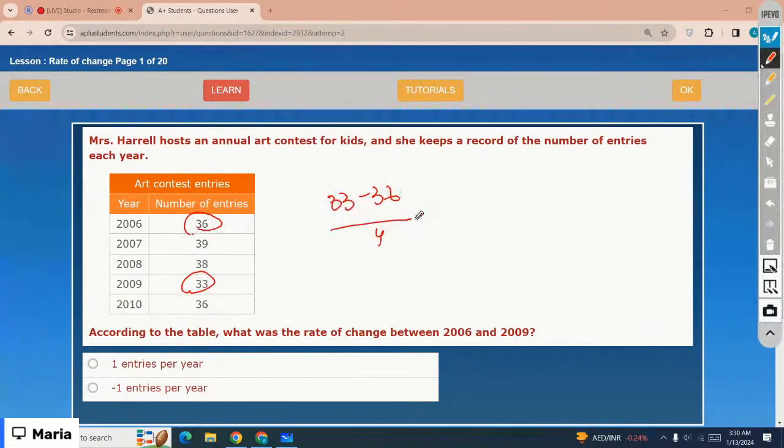So that would be 33 minus 36, and the time is 3 years, not 4. So that would be negative 3 divided by 3 equals negative 1. So that means there is negative 1 entries per year. The correct option is negative 1 entries per year.